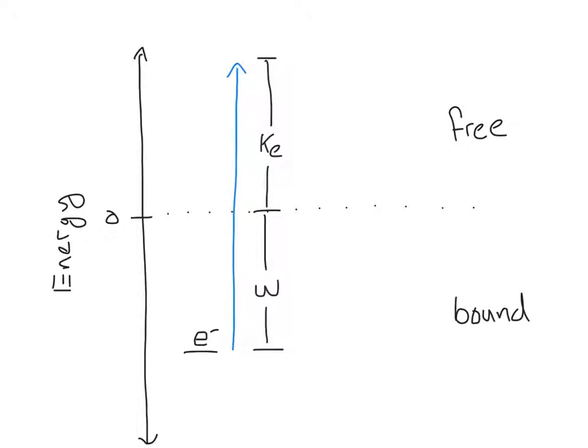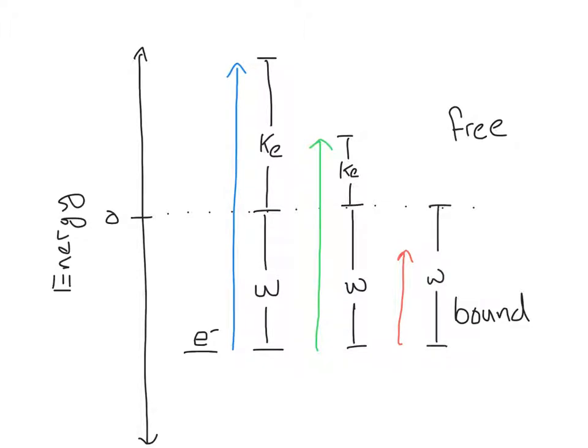Notice that here is the blue photon, where the arrow represents its total energy. It has enough energy to both eject the electron and give it some kinetic energy, to unbind it and give it kinetic energy. The green photon has enough energy to unbind the electron and give it some kinetic energy. But here, this arrow represents the total energy of the red photon. Notice that the red photon does not have enough energy to even eject the electron from the surface.